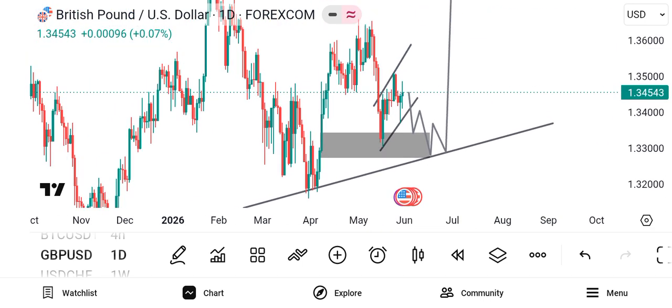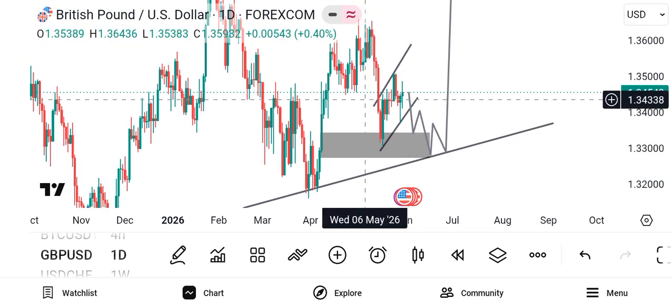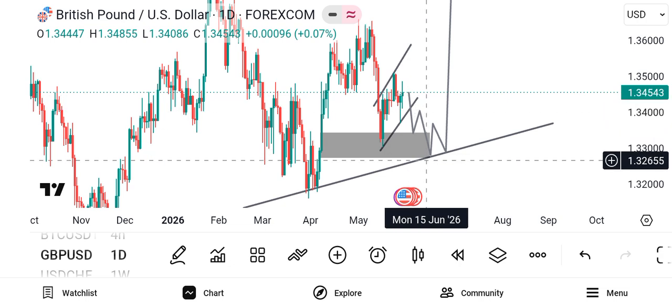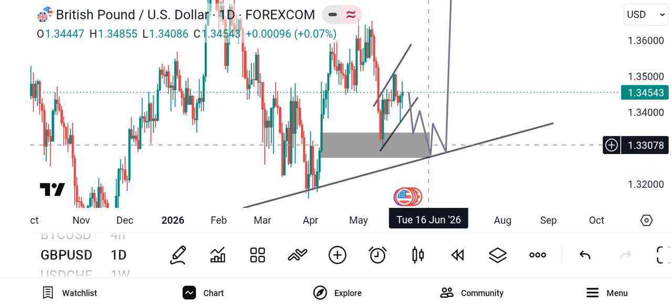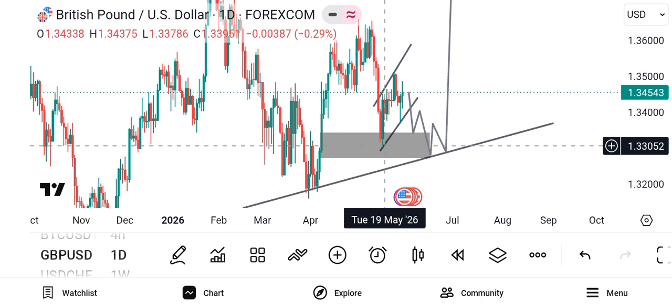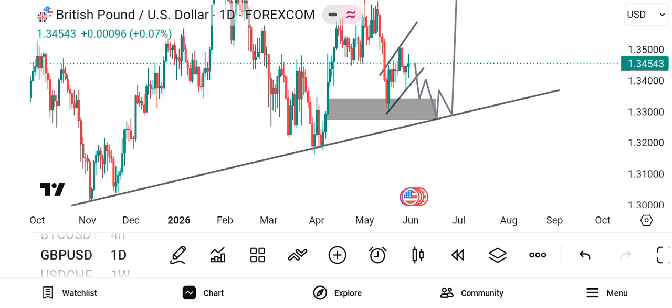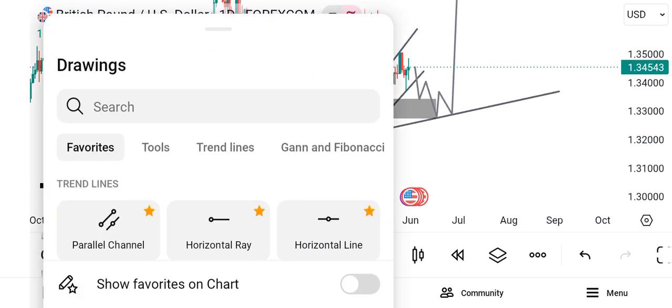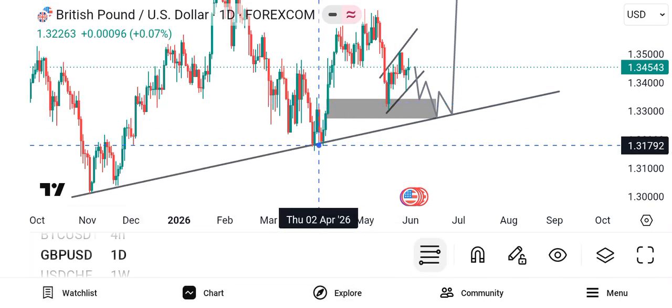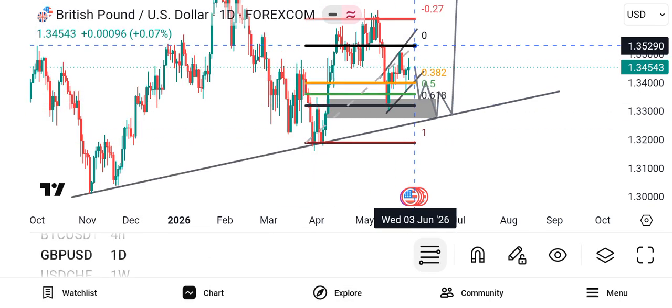I don't want to take my trade in the middle of nowhere. I want a zone. That is why I say area of interest. I always wait for market to come to my area of interest before I will take a trade. And this particular trend line, this particular zone will be my area of interest. Quickly, let me pull up my fifth zone and see if it will align with any of this zone here. Let me put my fifth zone from swing low to swing high.